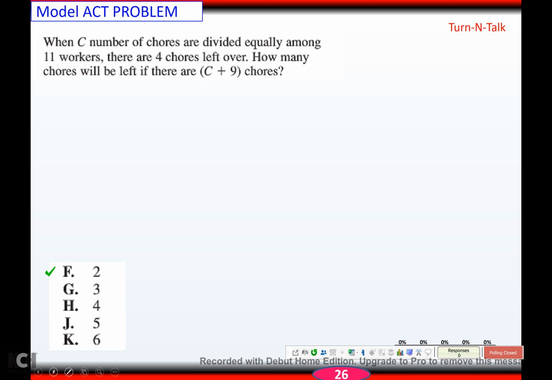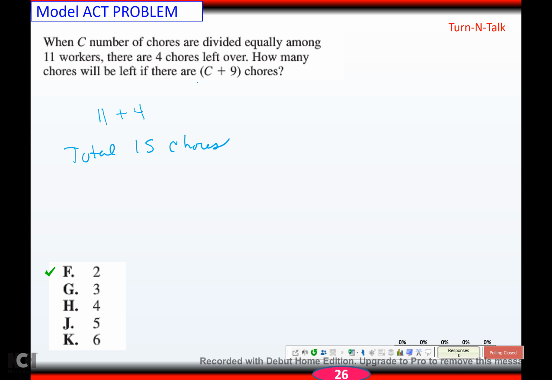Alright, when C number of chores are divided equally among 11 workers, there are 4 chores left over. How many chores will be left if there are C plus 9 chores? I gotta admit, I looked at this one for a long time, and I was like, what? How are you supposed to figure it? Then I thought, well, just make something up. If there's 11 workers, and it went into the number of chores equally, but 4 left over, that means there was 11 chores, so each one got a chore, plus there was 4 left over, which gave me a total of 15 chores.